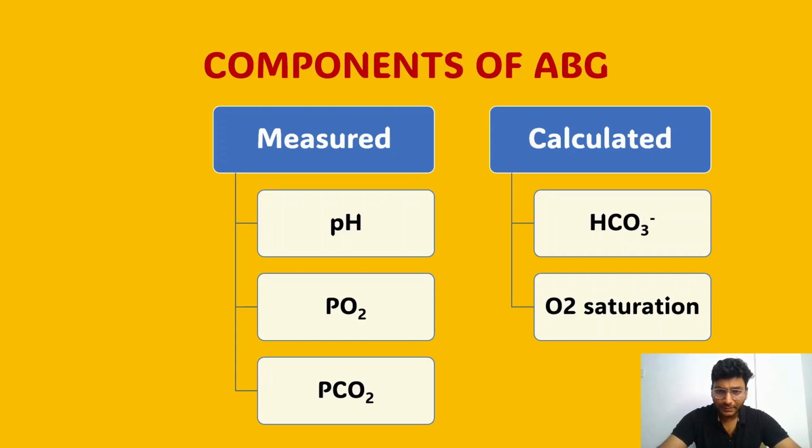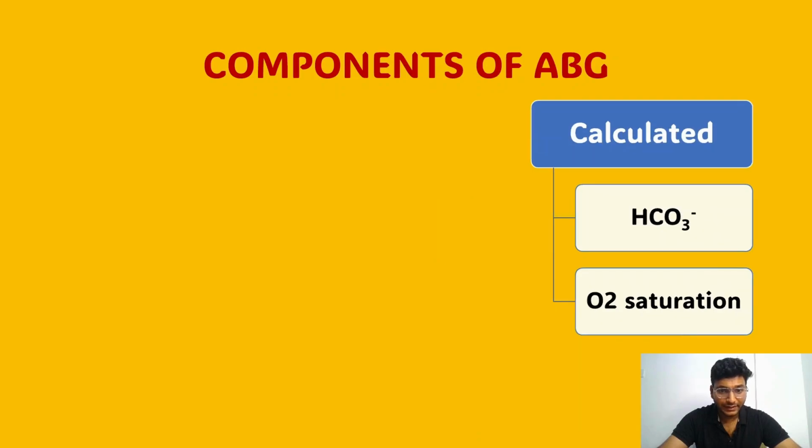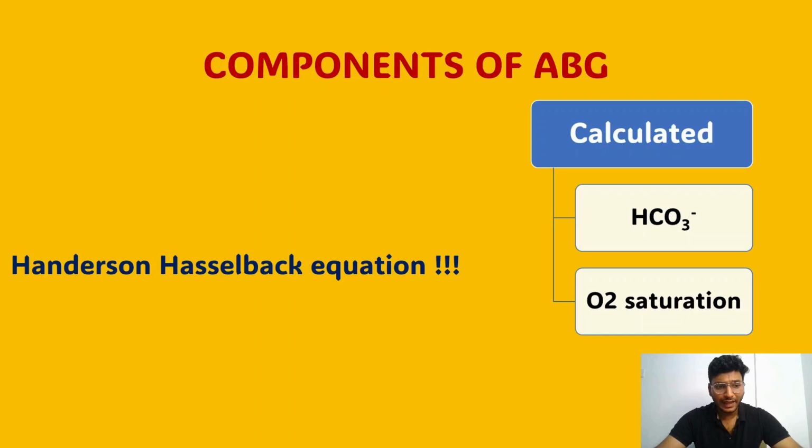So what is the importance of this? I will come to this in the later slides. I told you how they calculate this bicarbonate and saturation, right? Bicarbonate is calculated using the Henderson-Hasselbalch equation, where you put in the values of pH and your PCO2 and you get a bicarbonate value, right? And for saturation, the calculated values are standardized to room temperature.